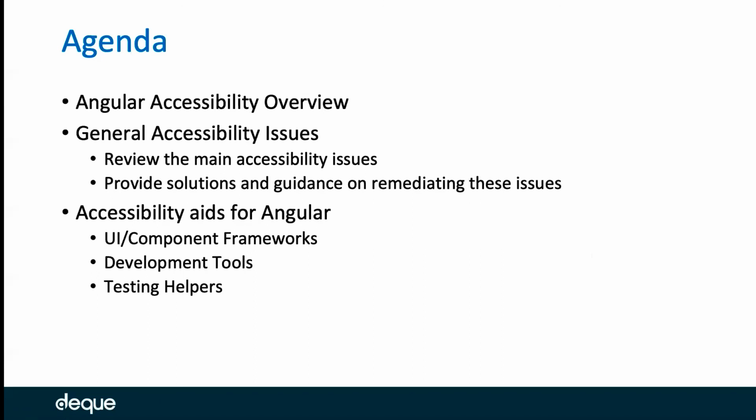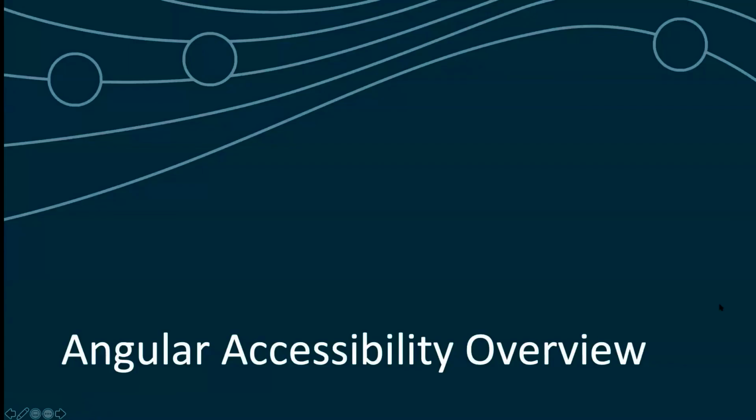So just a little bit of agenda for us. We're going to go over a general Angular accessibility overview. We're going to go through the general accessibility issues that we run into with Angular, review the main accessibility issues, and provide solutions and guidance on remediating them. Believe it or not, this being a webinar, we're going to make this pretty interactive for you all. We have some live coding examples we're going to go through, in which we will be showing all the different general accessibility issues that exist. And lastly, we'll end with accessibility aids for Angular, so different UI component frameworks, development tools to help from an accessibility perspective, as well as testing helpers that will help you test for accessibility earlier in your life cycle.